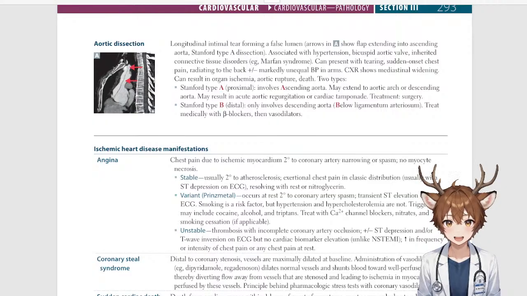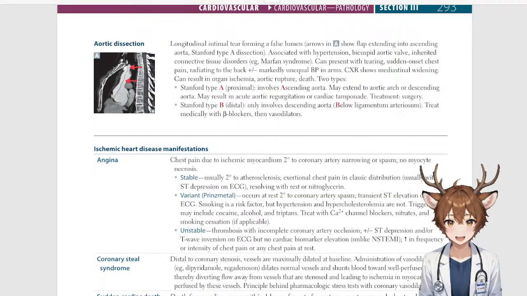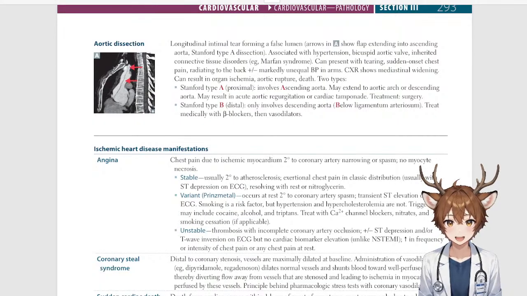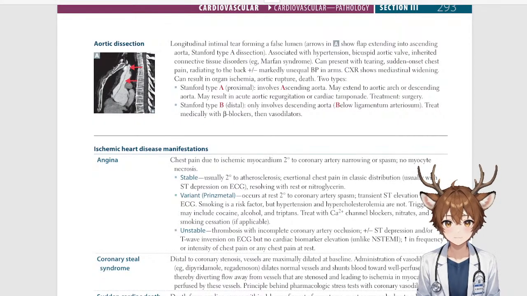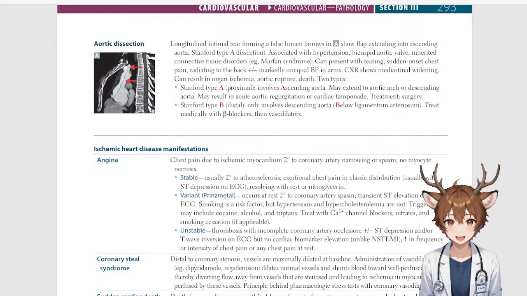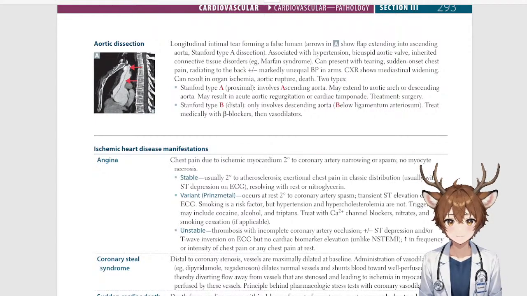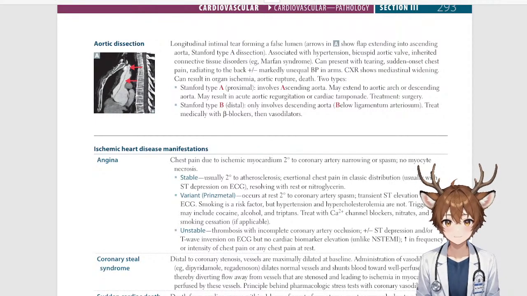Stanford type A, proximal, involves the ascending aorta, which is shown in the red arrow in my book, but not shown in your book at all, unfortunately. So Stanford type A involves the ascending aorta, may extend into the aortic arch or descending aorta, and may result in acute aortic regurgitation or cardiac tamponade. Treatment would be surgery in that case.